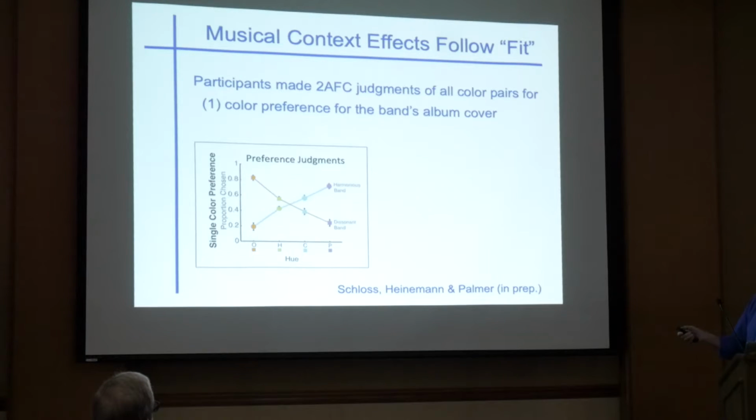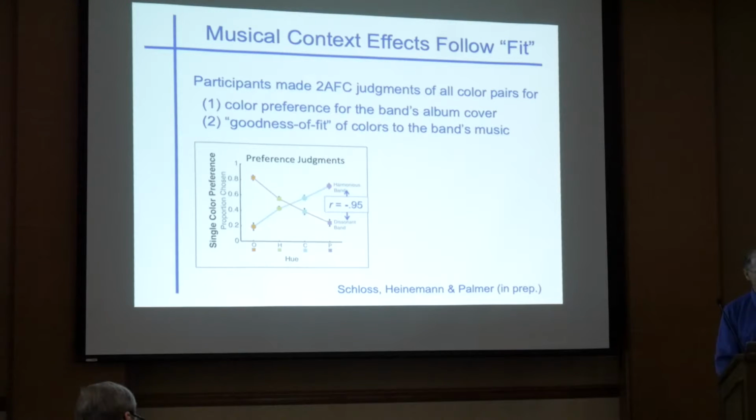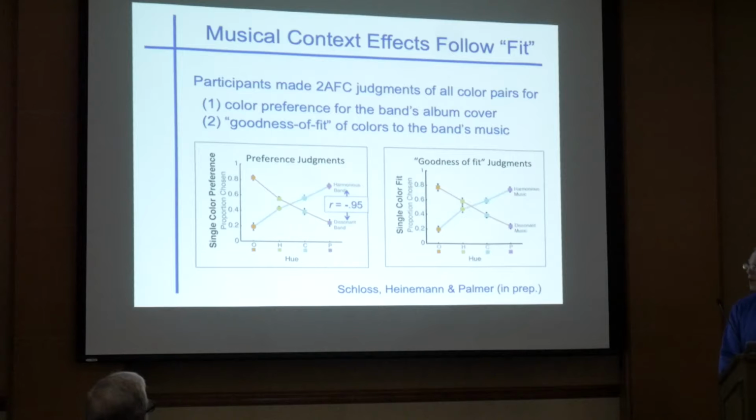So first of all, I want to show you that for the harmonious bands and the dissonant bands, the correlation between people's color preferences was essentially opposite. I mean, the correlation is like minus 0.97 or something like that. And the second kind of rating, minus 0.95. The second kind of rating was goodness of fit: how well does this color fit with the music of this band? And we got something very similar in that the goodness of fit ratings were also very negatively correlated with each other. But the correlation between the preference and goodness of fit judgments was plus 0.97. So it looks like people's preferences are fitting their goodness of fit ratings very well.